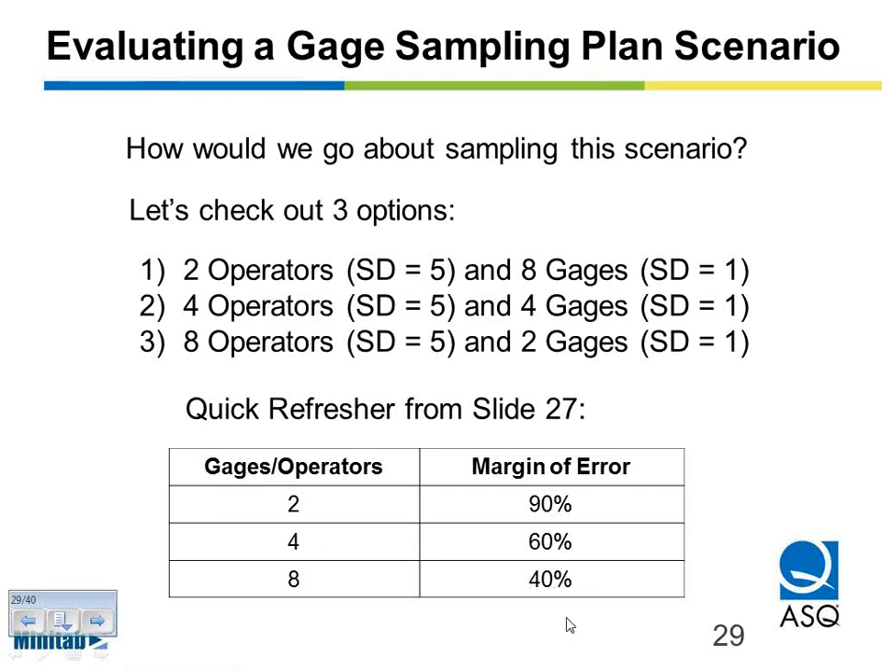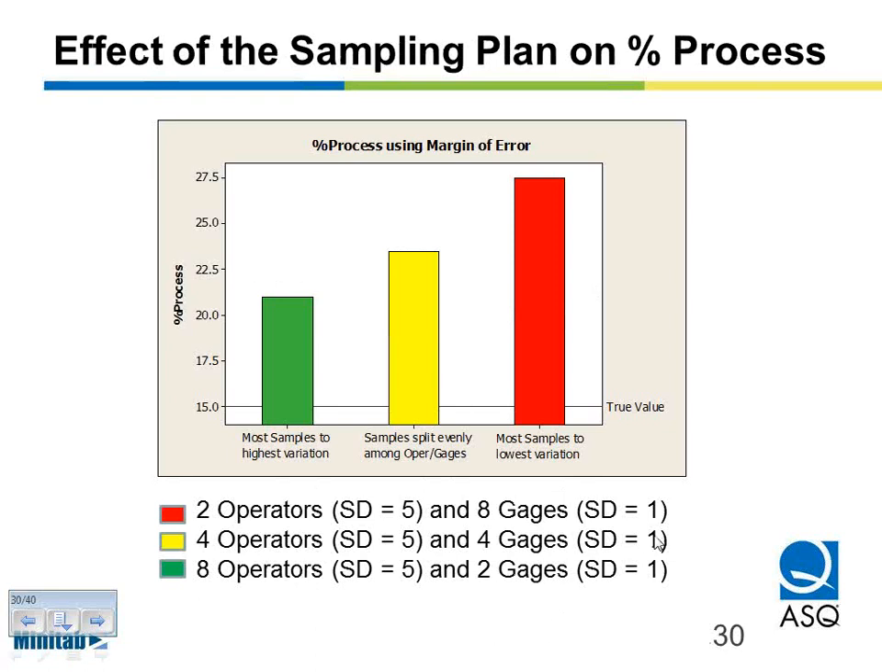So we're going to put it all together, and we're going to calculate percent process for each of our 3 sampling plans. And just as we expected, when we put the most samples on the highest source of variation, the correct answer was 15. Our answer was a percent process of about 21 or so. This was the closest we were going to get to the correct answer. We didn't do a bad job if we split the difference and just went 4 and 4. And then finally, we got our worst answer. We said 28% was our percent process variation in a worst case scenario when the correct answer was 15.